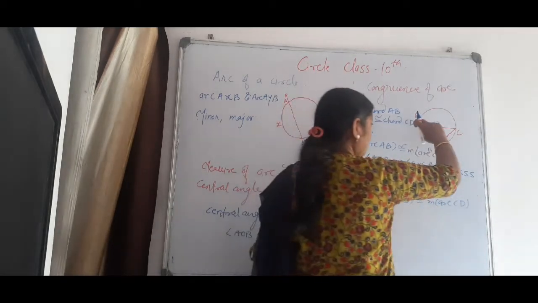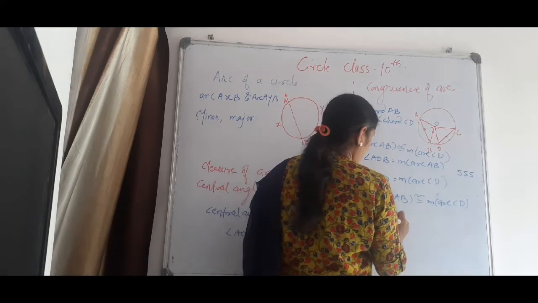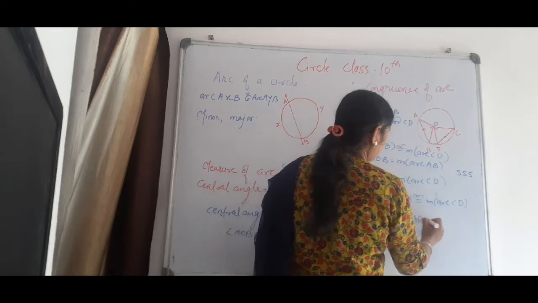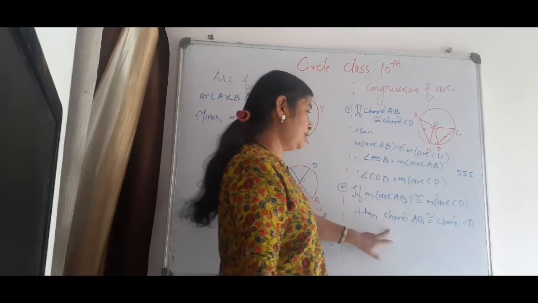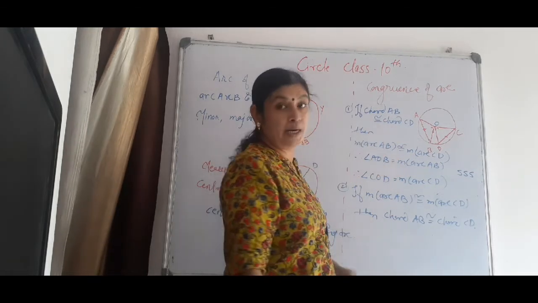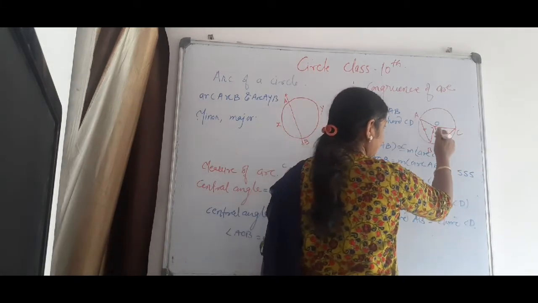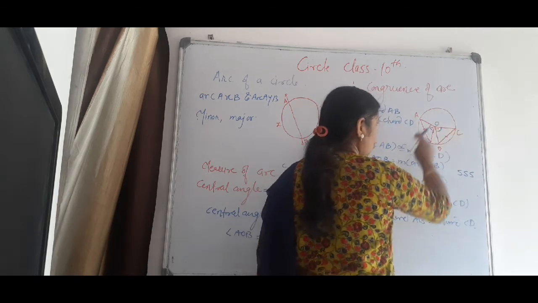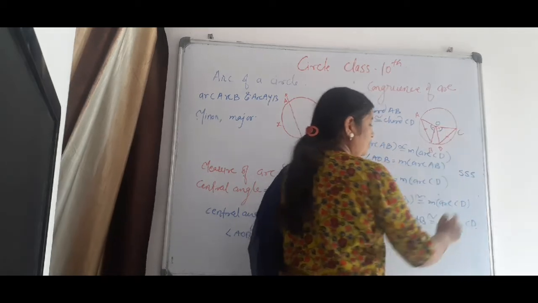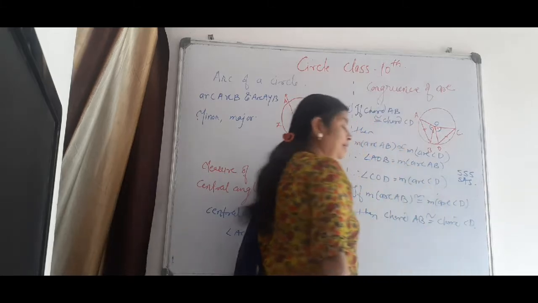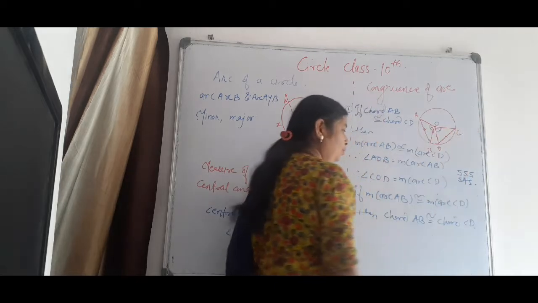Now see here, if arcs are congruent, then chord AB is congruent to chord CD. If arcs are congruent, then chords are also congruent. If chords are congruent, then measures of arcs are also congruent. Here also, if AB is congruent to CD, central angles are also congruent. AOB is congruent to COD, and then the radii of the circle, which test is applicable? SAS test. By SAS test, these sides are also congruent. Sides are congruent means AB is congruent to CD.